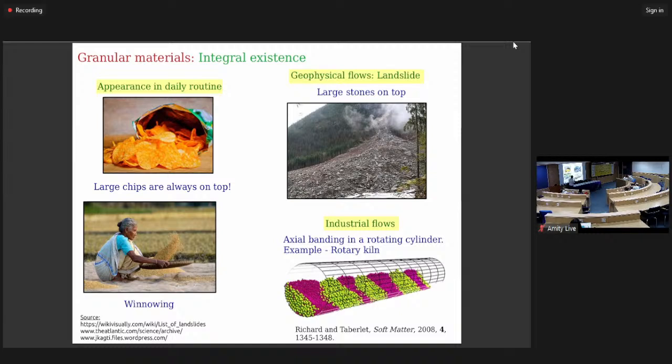When we talk about landslides, two major questions come up. One is related to triggering, another is how far it will go. But again, one interesting observation is that larger particles move forward. One industrial application is shown here: rotating cylinders used in chemical engineering industries, where if a binary mixture is rotated in a cylindrical drum, it essentially forms bands along the axis.